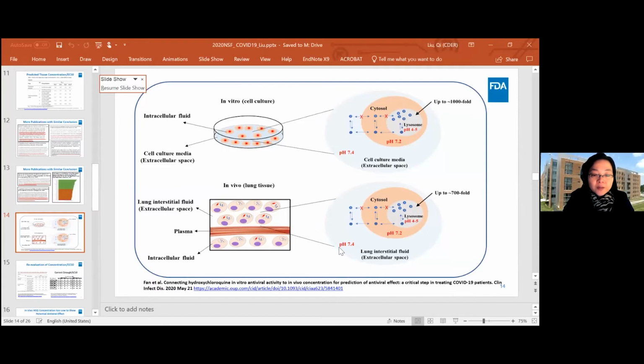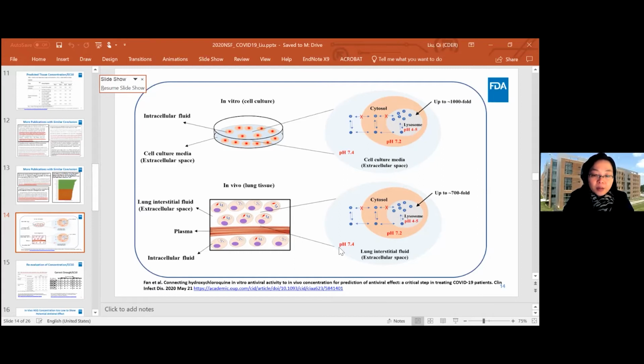Due to the weak base feature of chloroquine and hydroxychloroquine, the drug will become ionized once it enters the acid vesicle in the host cell, such as the lysosome. Once ionized, the drug gets stuck inside the intracellular acid compartment, and this is the reason for the high tissue concentration. It was reported that chloroquine can be enriched up to 1,000-fold relative to the extracellular concentration in the in vitro cell culture condition. Similarly, the much higher in vivo tissue concentration relative to plasma concentration is due to the same reason.